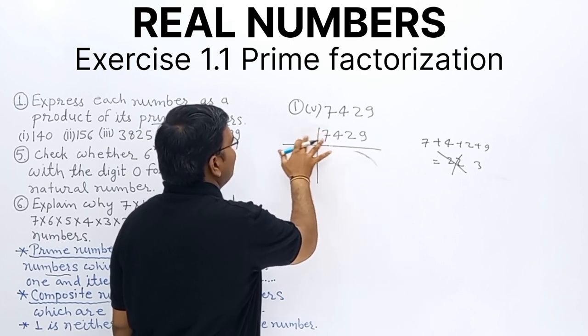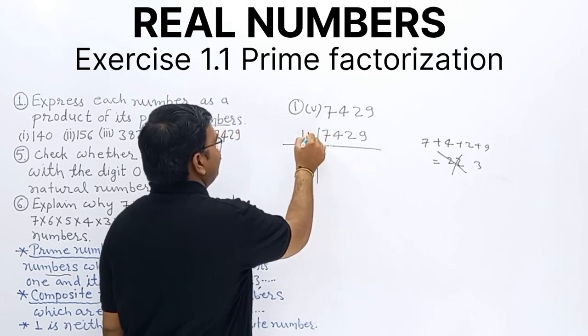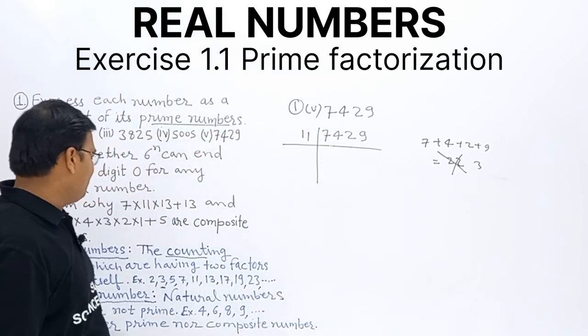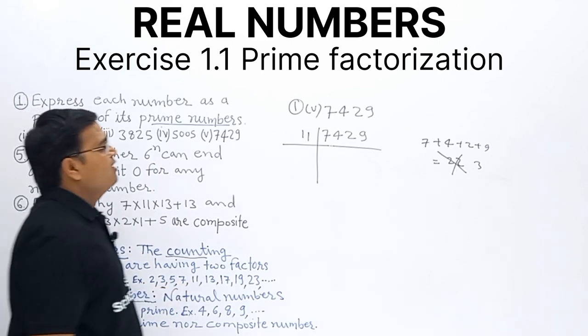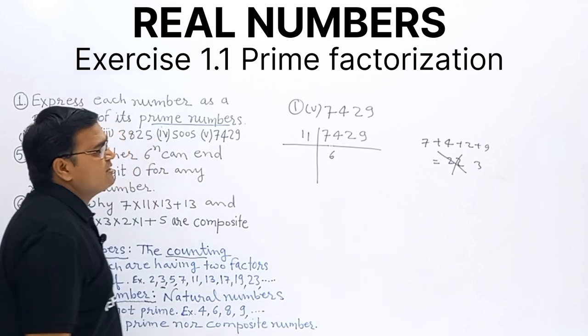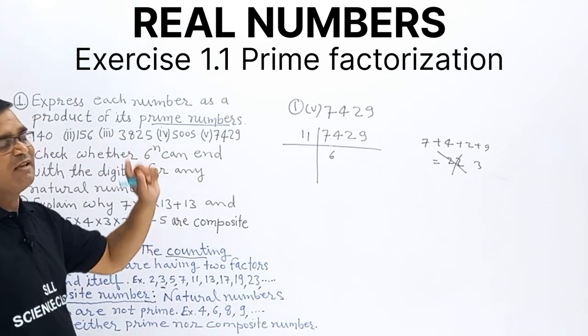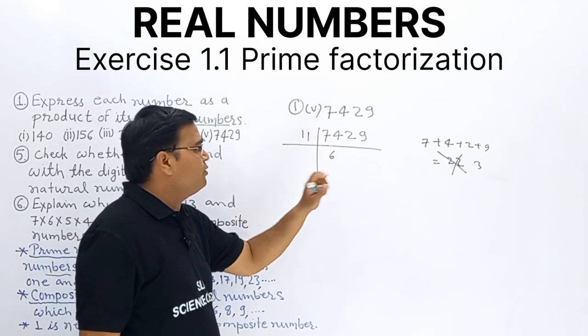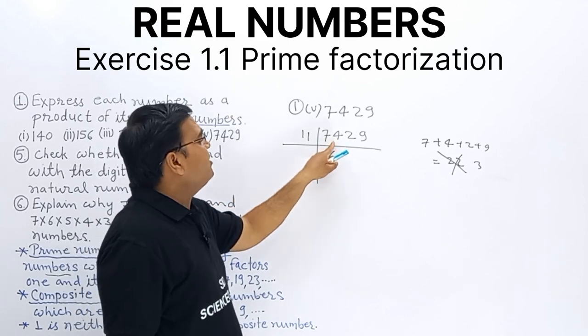Now the next prime number I am taking is 11. Can we divide this number by 11? How many times? 6 times. 11 times 6 is 66. 11 times 7 is 77, more than this, so we cannot use it. 6 times. What is the remaining?